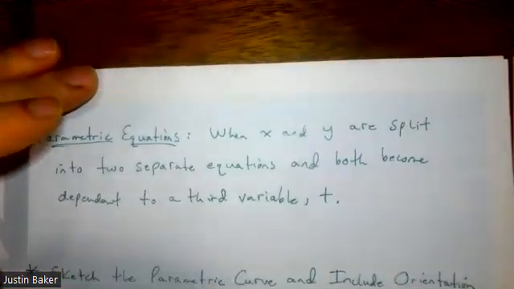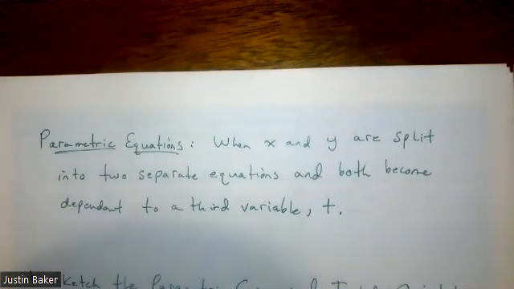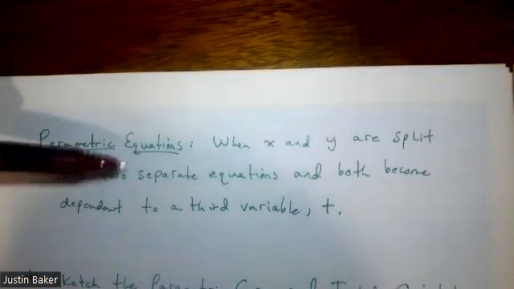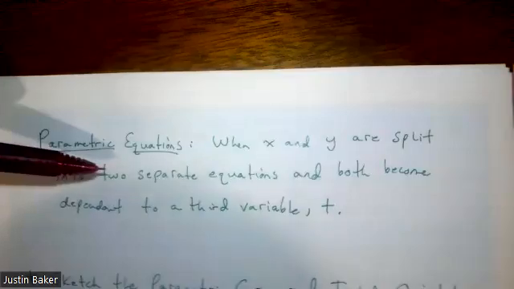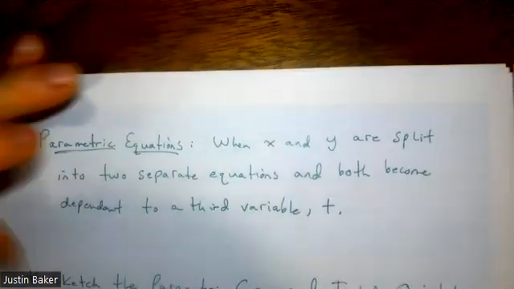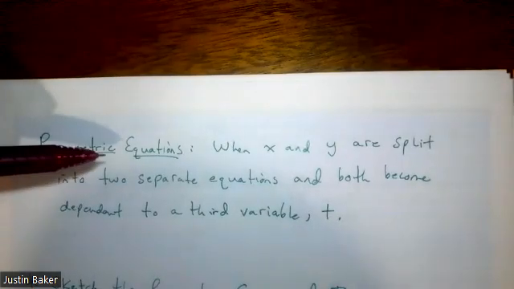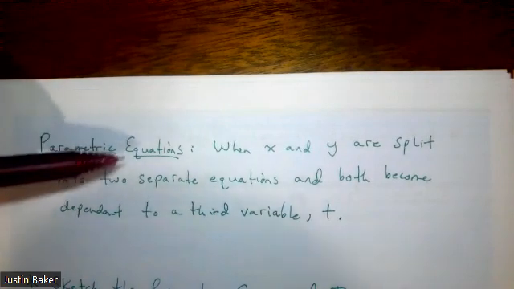For a parametric equation, we'll start with having you copy a definition down. A parametric equation is when X and Y are split into two separate equations, and they're both going to be dependent, or with respect to, a third variable, and that's T. These parametric equations are all going to be split into X of T and Y of T. Parametrics are when you take two different things and split them both into respect to T, or time, depending on what you're talking about.